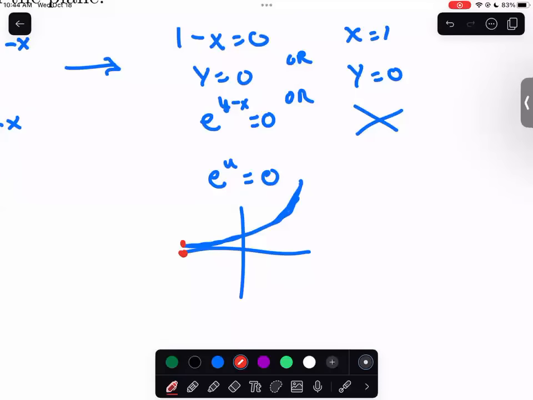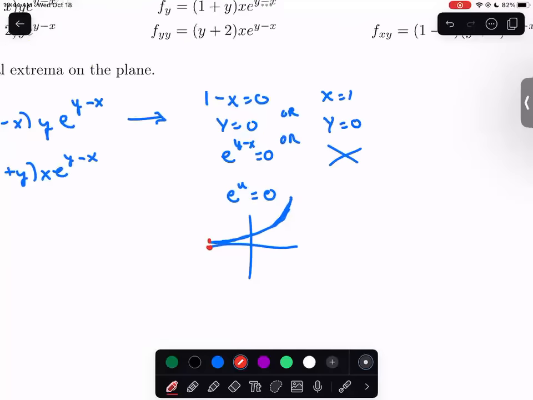And that's what the error in your calculator is telling you, that there's no place where this crosses. Error. I can't find an answer. So this doesn't yield any additional things here.